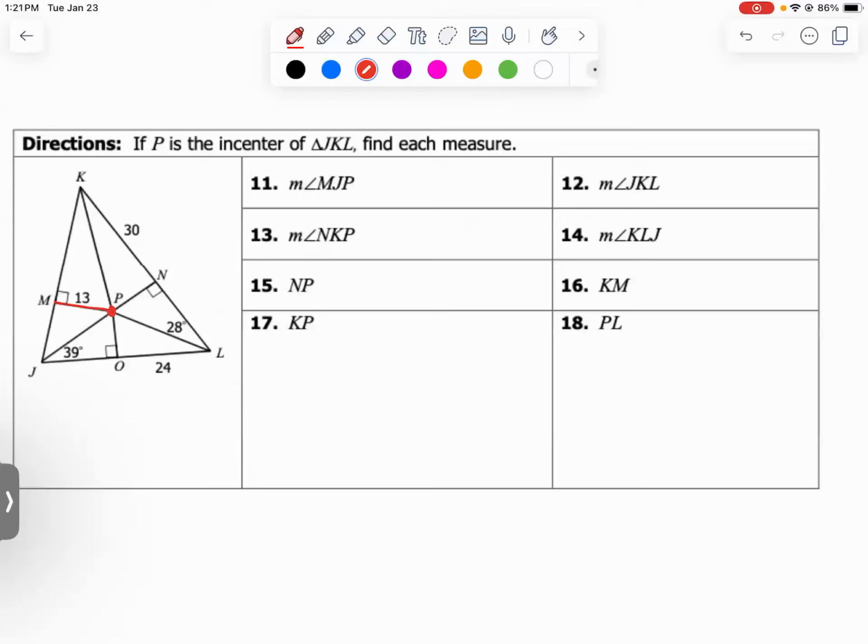Okay, so let's do this. Just to help us out, I'm gonna highlight the distances in red. What's true about all of the segments that I highlighted in red? Well, they all have right angles. They're also all the same, and so what is that distance? 13. So NP is 13. And OP is 13.